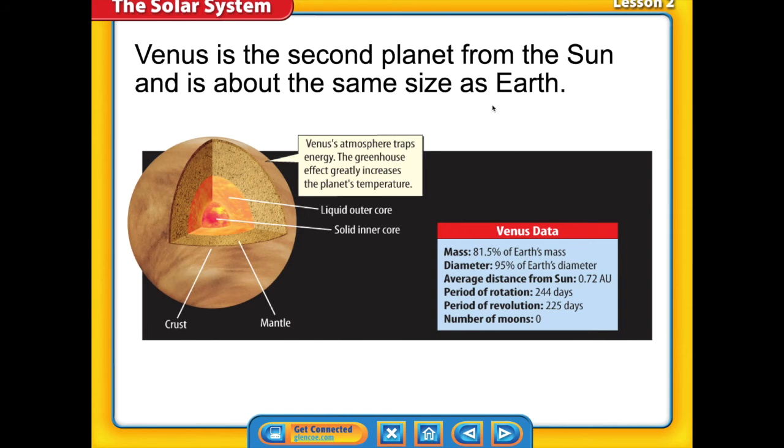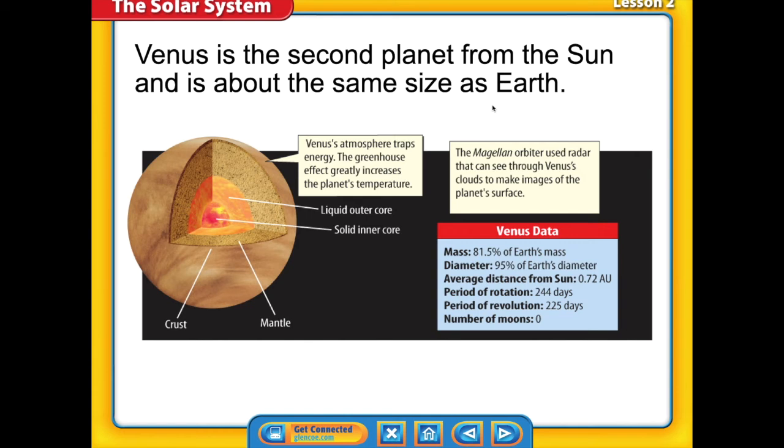Now, several years ago, our country, NASA, sent the Magellan orbiter to Venus, and it looked through the clouds with its radar and made many pictures of the surface of Venus. So we can see what it looks like in our book. And if you'll turn in your book to page 117, you actually see one of those images at the very, very top of the page.